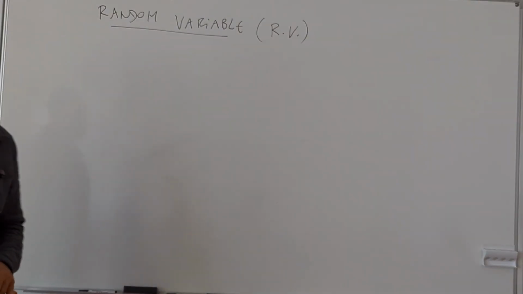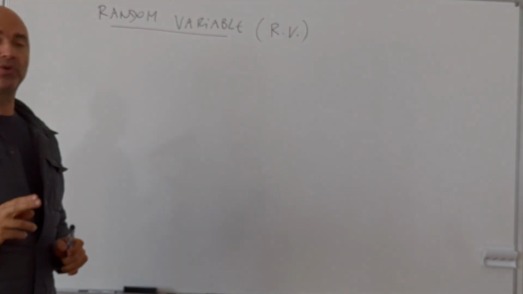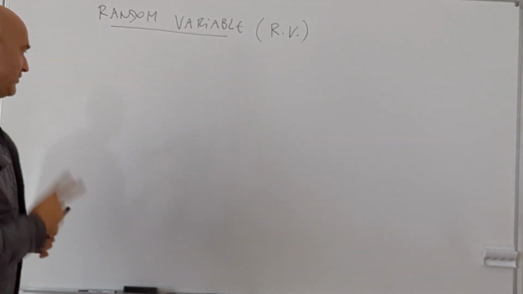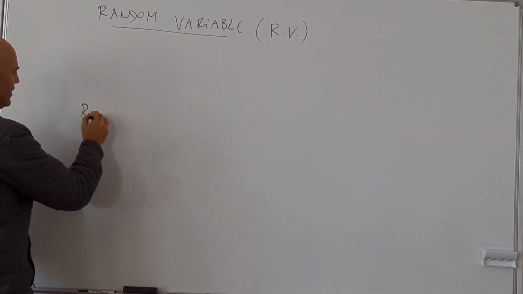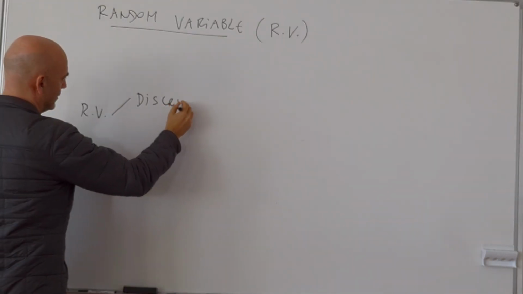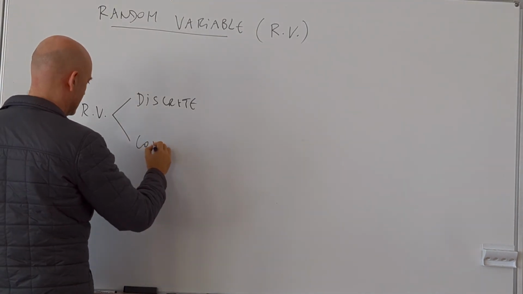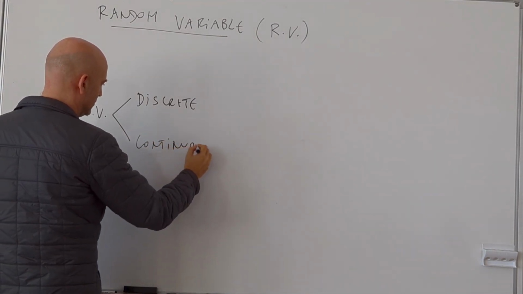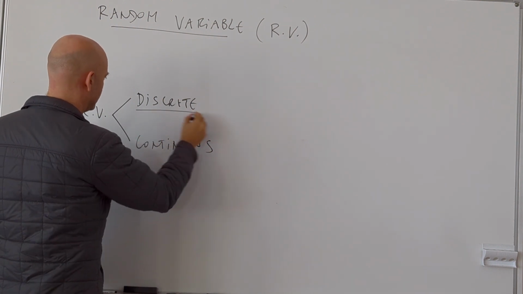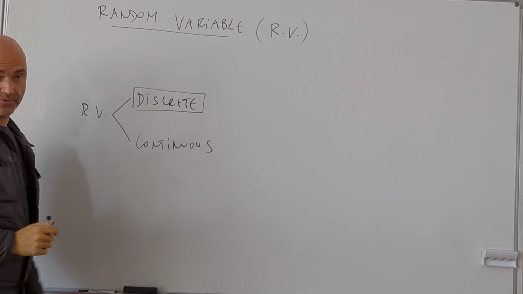Welcome to this lesson about random variables. Today we will talk about one type. We have two types. A random variable can be discrete, but we also have the continuous. So today we will talk about only discrete random variables.